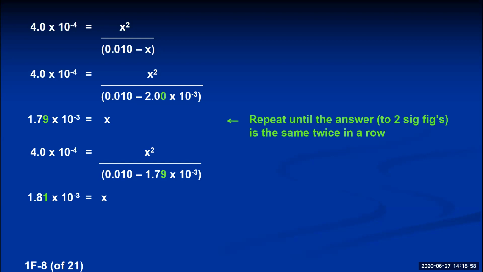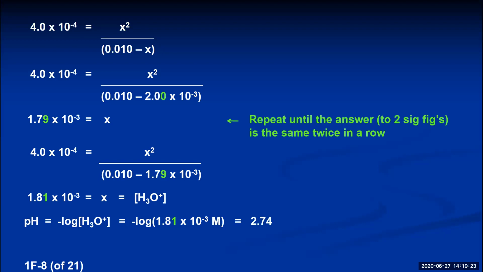So once we have x, if you go back to the ICE table, what was the hydronium ion molarity at equilibrium? It was x. So we now have the hydronium ion concentration. If we want the pH, we take the negative log of that. And because the hydronium concentration is two significant figures, when we get our pH, which is a logarithmic number, it has to have two places past the decimal point to be a two significant figure number. And so this acid should have a pH of 2.74.